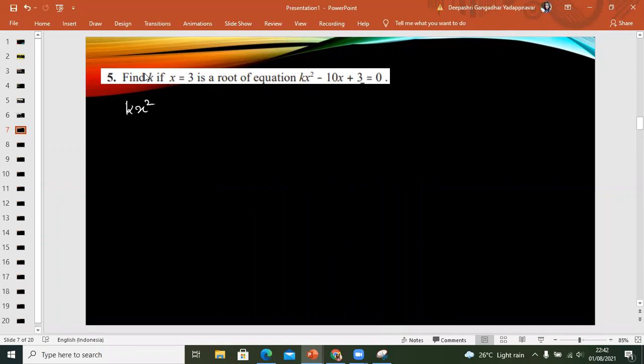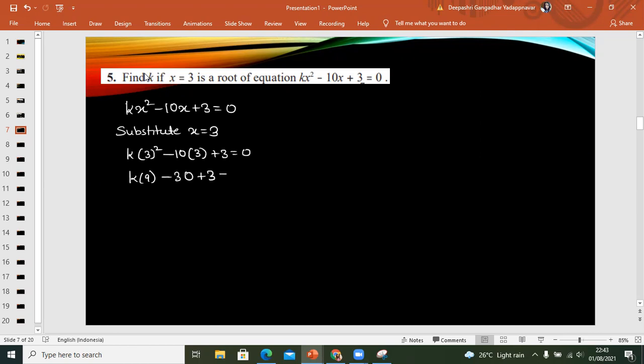Equation is kx square minus 10x plus 3 equals 0. Substitute x equal 3 in this equation, so it will become k. In place of x I will write 3, this is square, minus 10 times 3 plus 3 equals 0. k, 3 square is 9, minus times plus is negative, so 10 times 3 is 30 plus 3 equals 0. This is 9k minus 30 plus 3, which will give you 27, so 9k minus 27 equals 0.